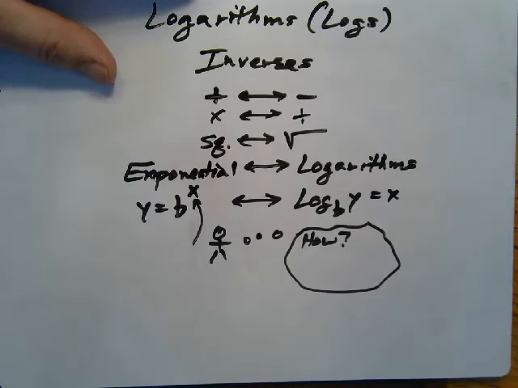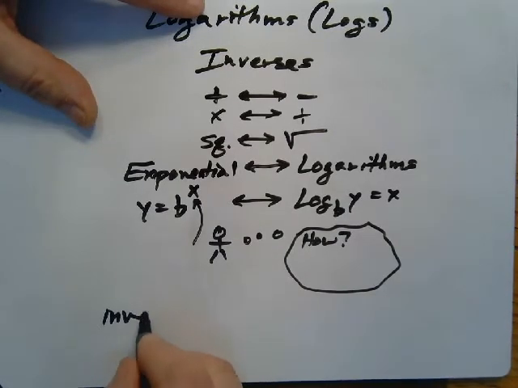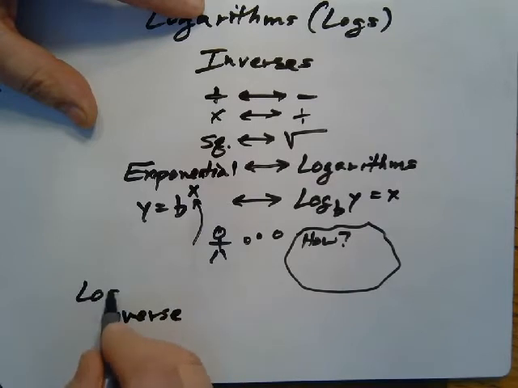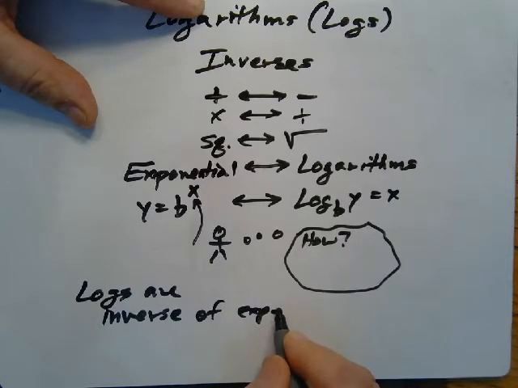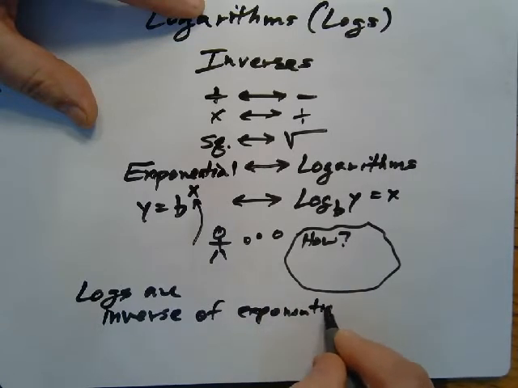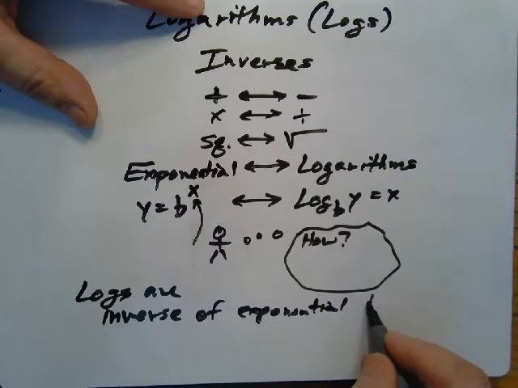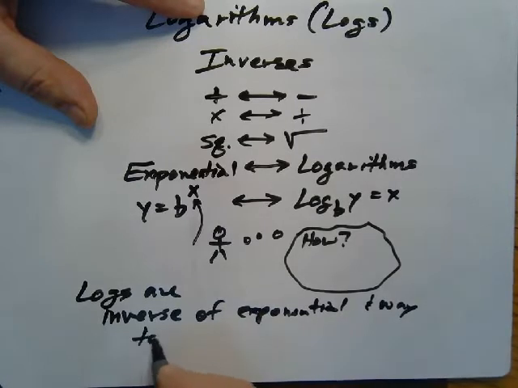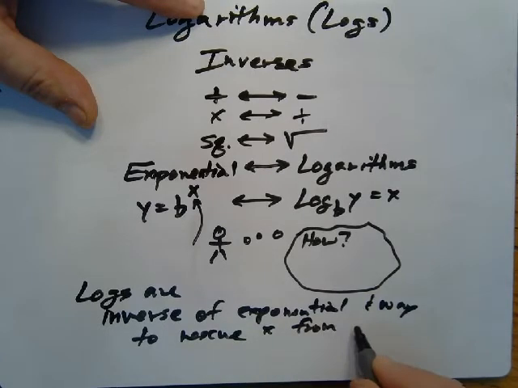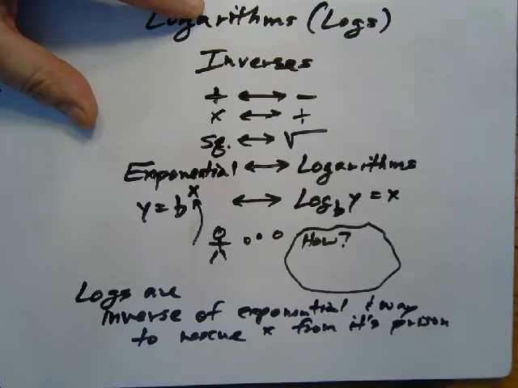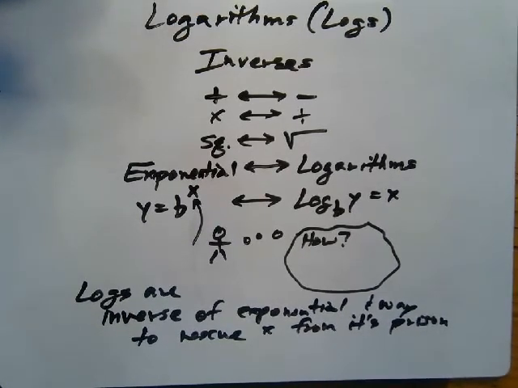So, in conclusion, a logarithm is the inverse. Logs are the inverse of exponentials, and vice versa. They're the inverses of each other, and they're a way to rescue x from its prison up there, as we want to call it, its prison of being up in the exponent, that lofty spot it has up there. We're going to rescue it from that, but we're going to use logarithms to do that.